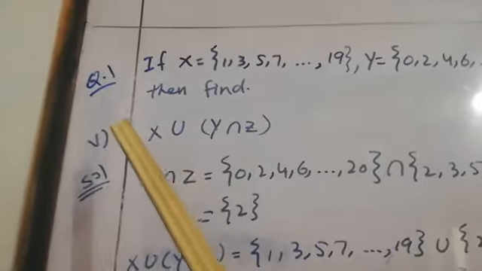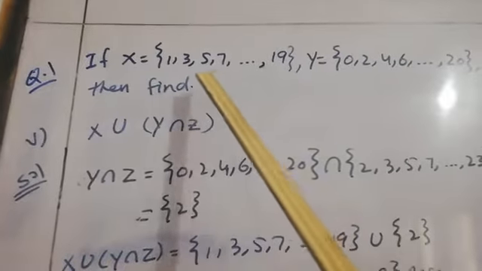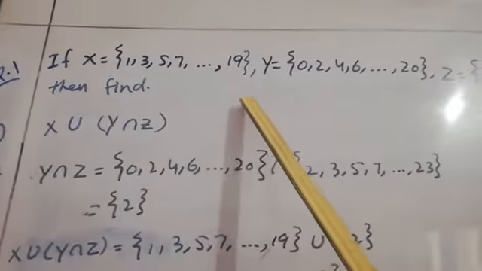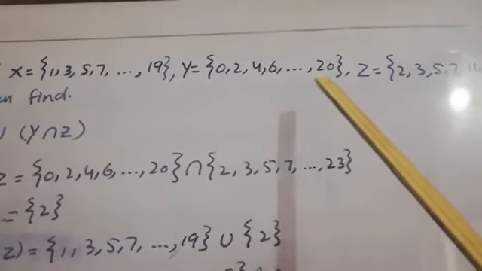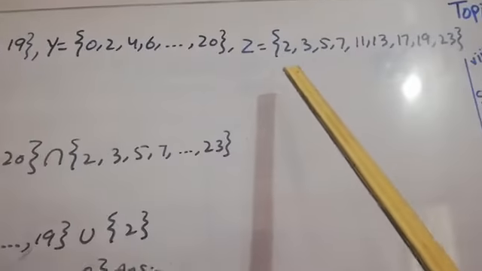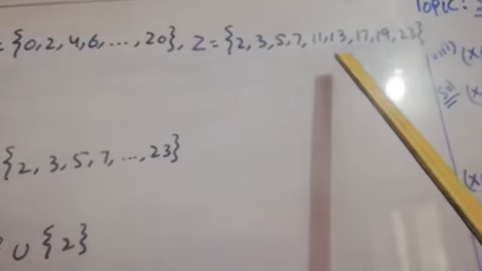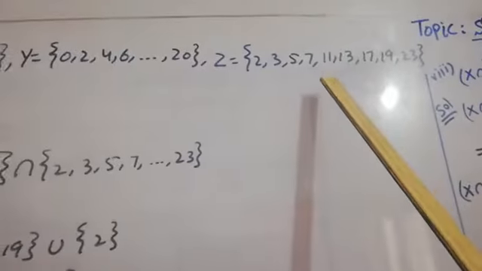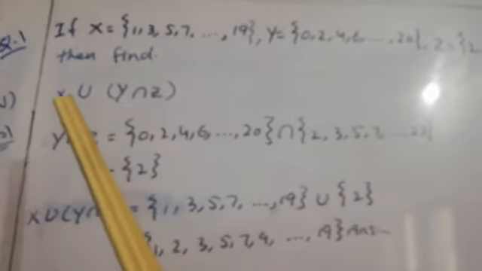Dear students, according to Smart Syllabus, our first question is, if X is equals to {1, 3, 5, 7, ... 19}, Y is {0, 2, 4, 6, ... 20}, and Z is equals to {2, 3, 5, 7, 11}, means prime numbers from 2 to 23. Then we will find X union (Y intersection Z).